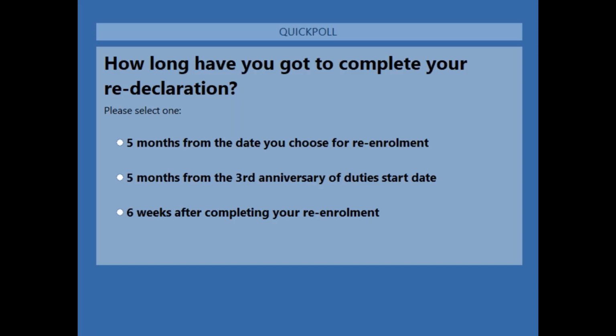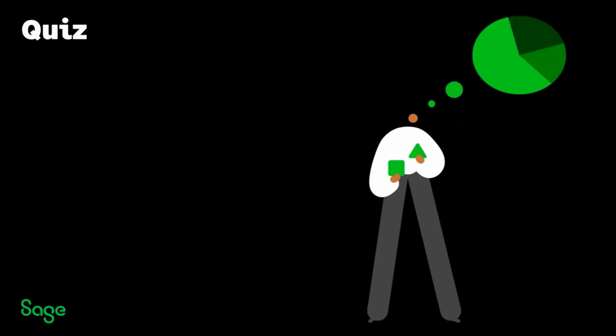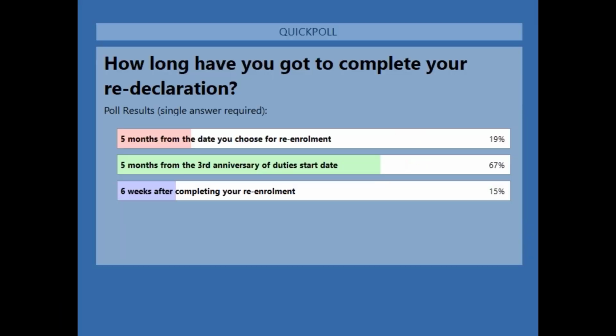So that one is a little bit closer. Let's have a look at the responses. So the most popular answer there with 67% is 5 months from the 3rd anniversary of the duty start date or previous re-enrolment. Got 19% saying 5 months from the date you chose for re-enrolment, and 15% saying 6 weeks after completing the re-enrolment. And the correct answer is 5 months from the 3rd anniversary.